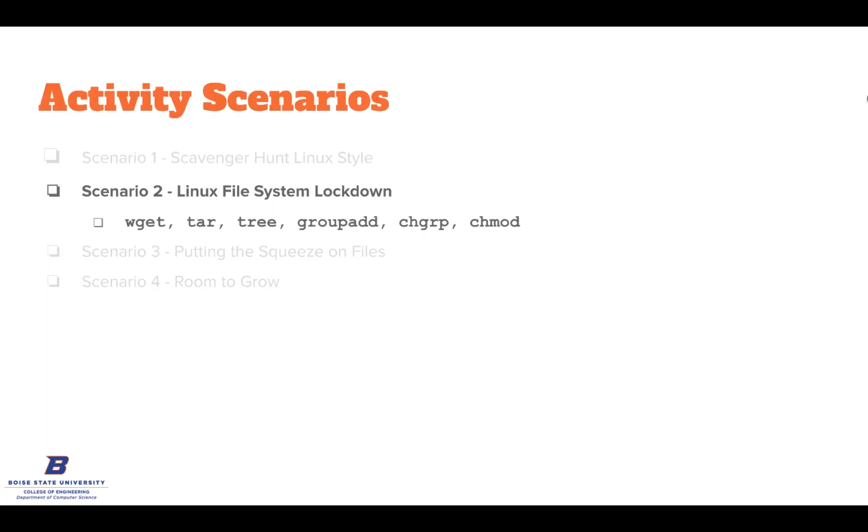You're going to use the groupadd command to create your new developers group, and then you'll change ownership of files to the developers group using the chgrp command. After you change ownership using the chgrp command, you'll change file permissions within that folder using the chmod command. So chmod is a way that you can set the different read, write, and execute permissions on a file.